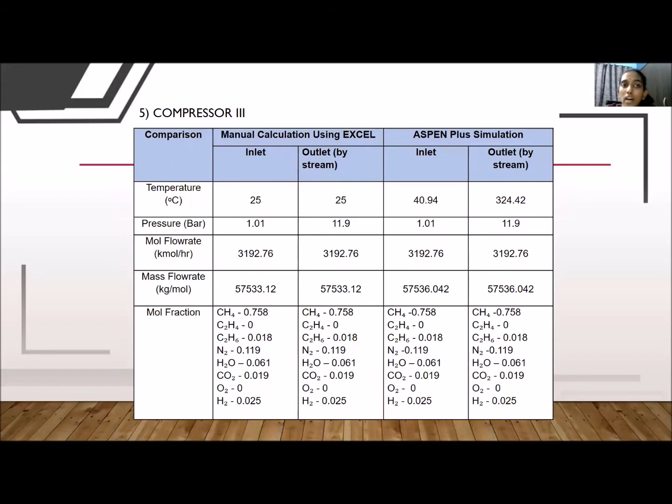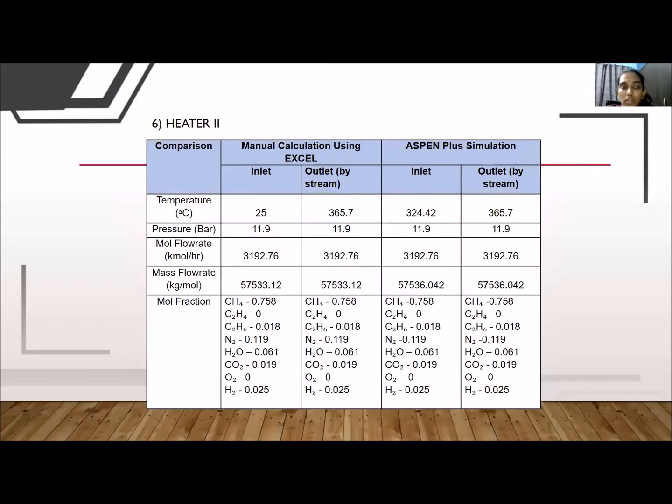So now we are moving on to the sixth unit, which is the heater. This heater is used to increase the temperature to 365.7 degrees Celsius, which is the reactor's temperature. In the Excel calculation, it increases from 25. However, in the Aspen simulation, it increases from 300 to 365.